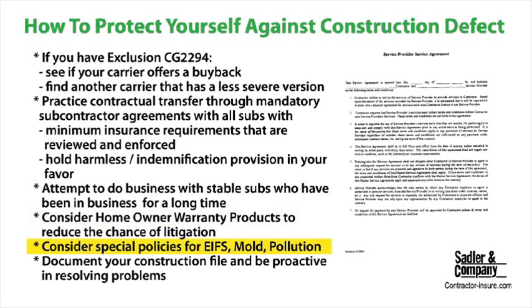Fifth, if you have concerns about the common exclusions for EFS, mold, or pollution, policies can be purchased from the high-risk marketplace to cover these exposures. Most of the minimum premiums are in the $2,500 to $5,000 range, and prices can increase from there depending on the amount of work that you'll be performing.